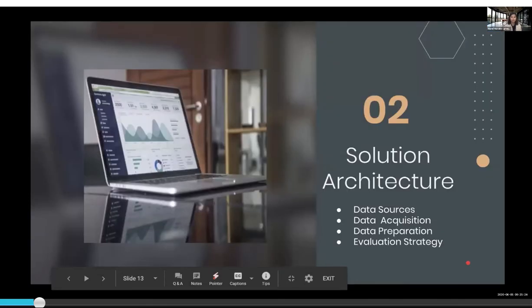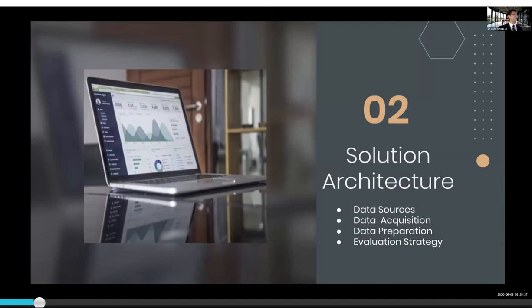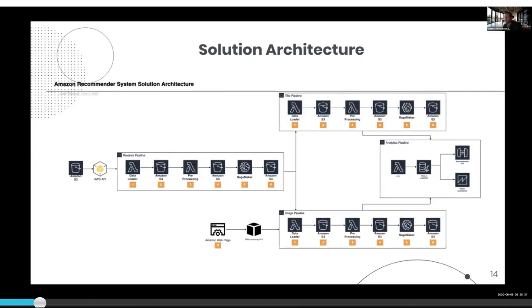Next slide. Okay, the solution architecture part is Justin's. Yeah, so I'll be going over the data sources, data acquisition, data preparation, and our evaluation strategy. So for our solution architecture, we really like to think about it end to end. For the project, you like to put everything out in front of the team so that we know what we're working towards and the different pieces that will go into making this a complete solution.